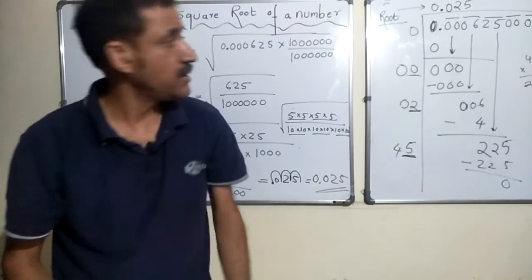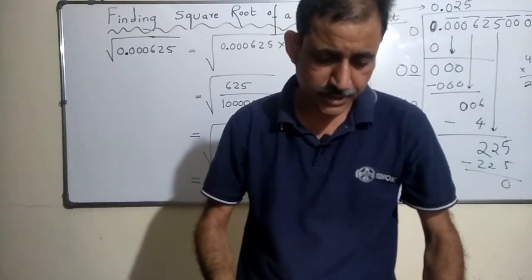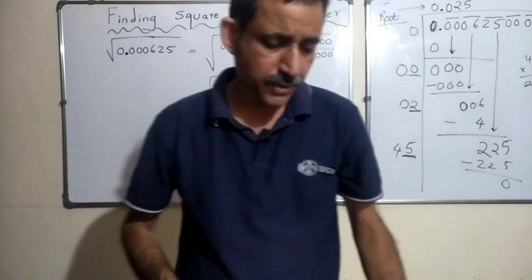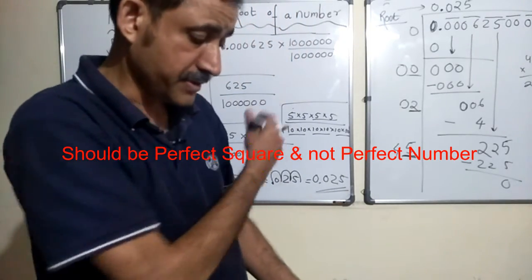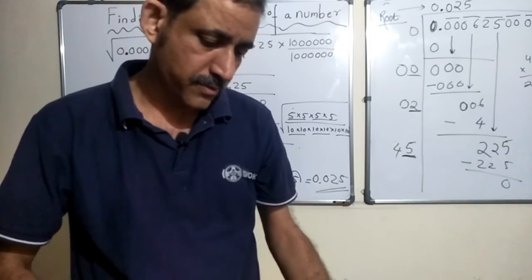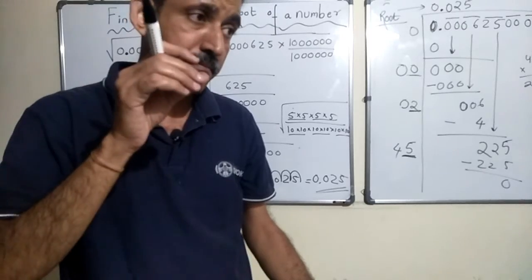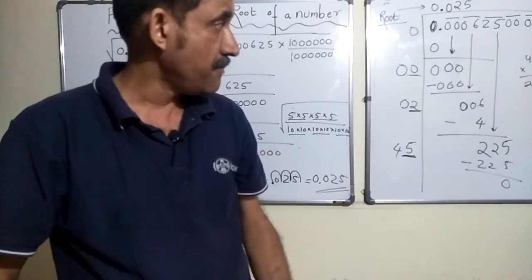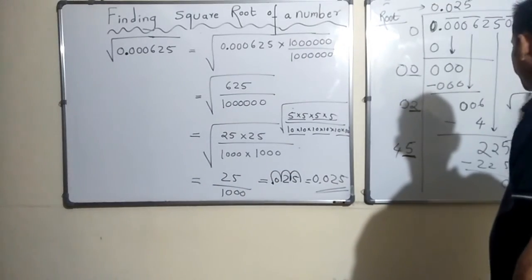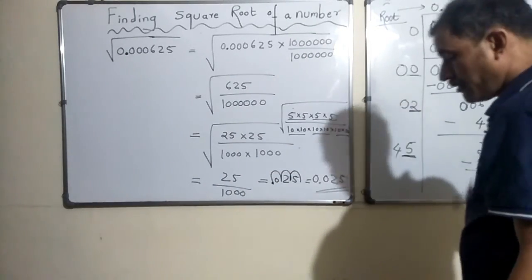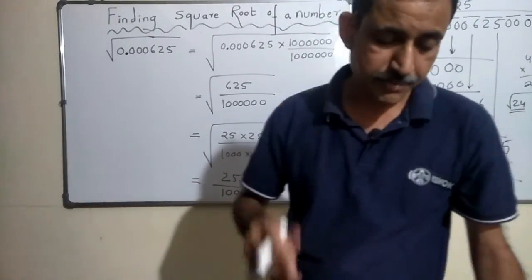So that brings us to the end of today's lecture. In today's lecture we studied the square root of a perfect number by the prime factor method and division method, which was this, and also we found out the square root of a non-perfect number, or rather a number which is not a perfect square, by the division method. Remember, square root of 24 we did, right? We found out the square root of 24 using the division method, right?